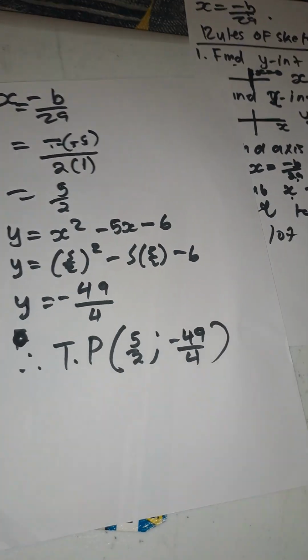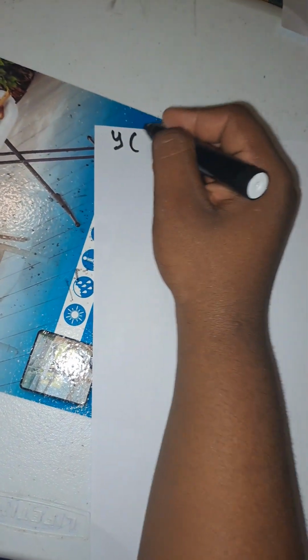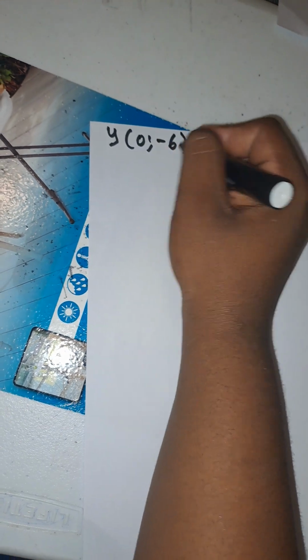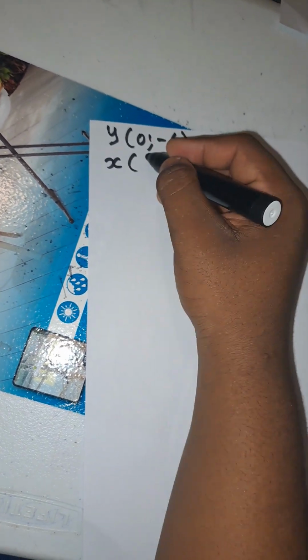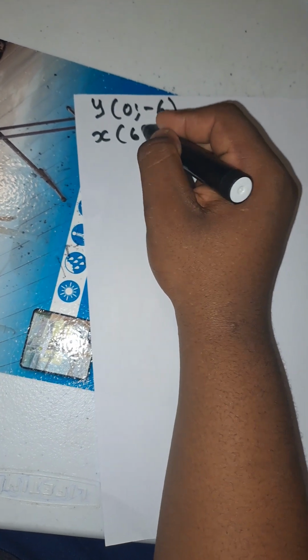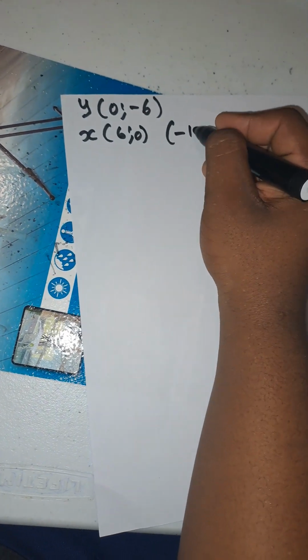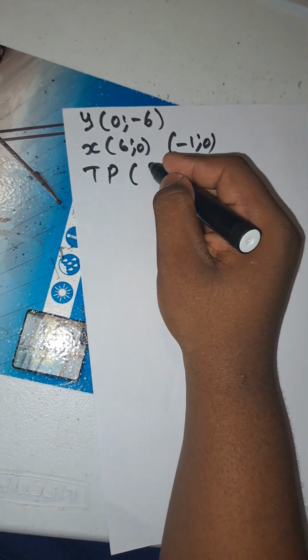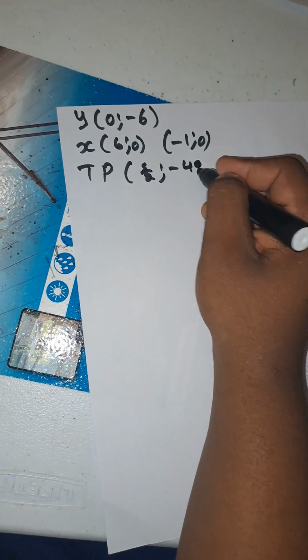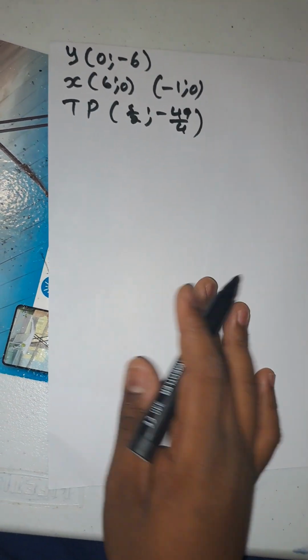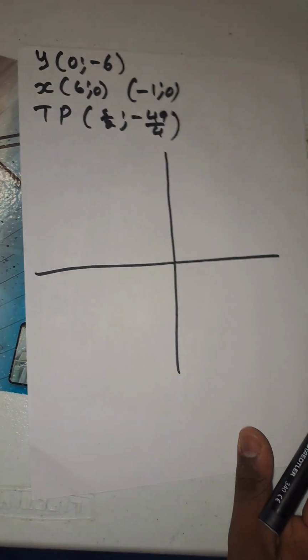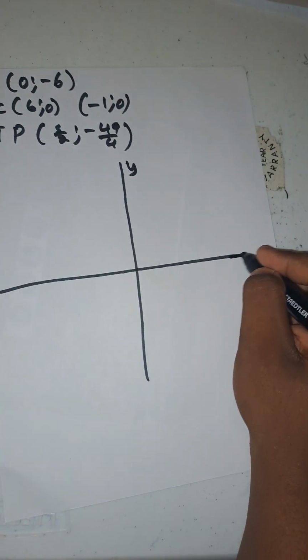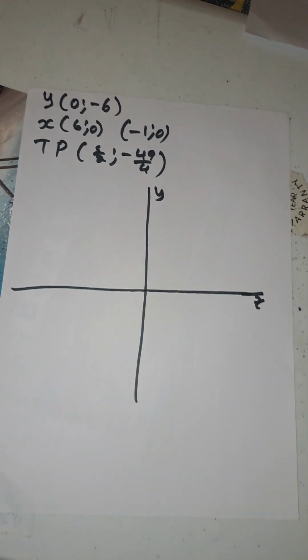Now, let's plot the graph. Before plotting the graph, let's write our data, because maybe you might even forget. So, what is our y coordinate? 0 and negative 6. The x coordinates are 6 and 0, and negative 1 and 0. Okay, what is the turning point? TP is 5 over 2 and negative 49 over 4. So now we can sketch so that you cannot forget. This is your y, this is your x.